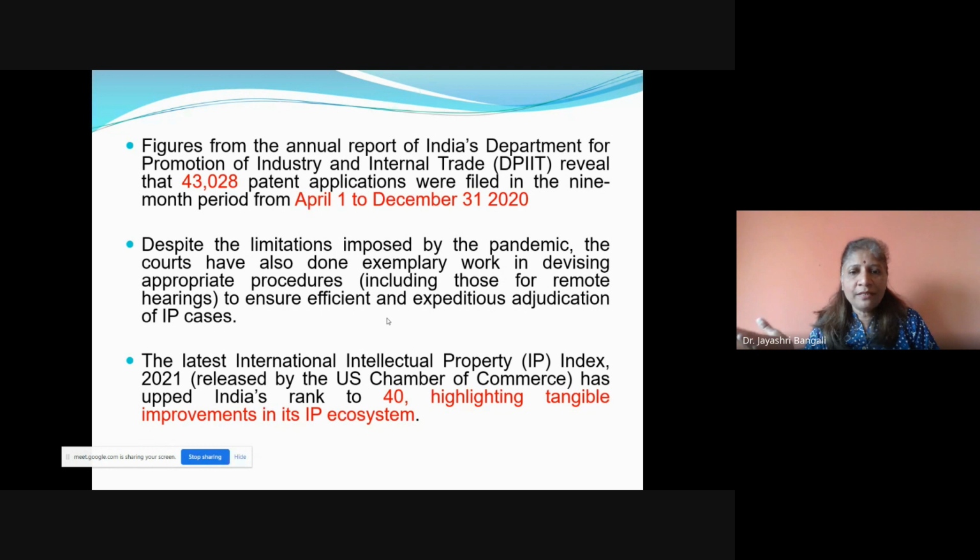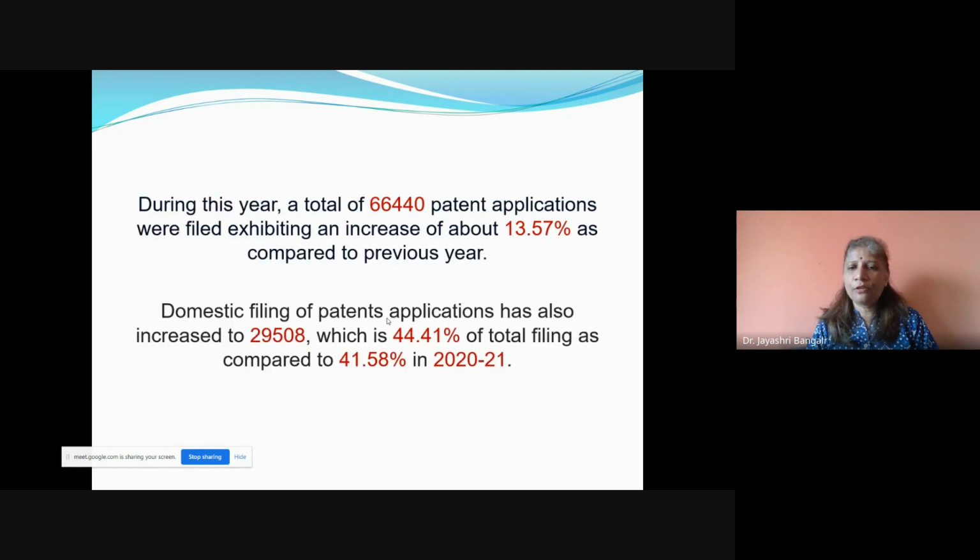See how many patents people are now filing in India also. It's a drastic change. The latest International Intellectual Property Index 2021, released by the US Chamber of Commerce, shows India's rank at 40, highlighting tangible improvement in its IP ecosystem. So it's a very good thing for our country.